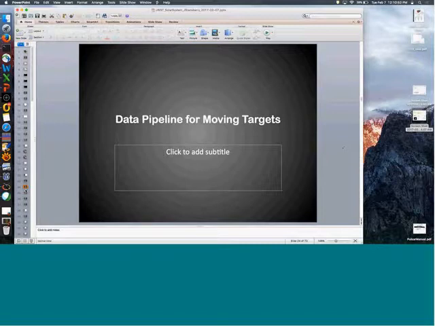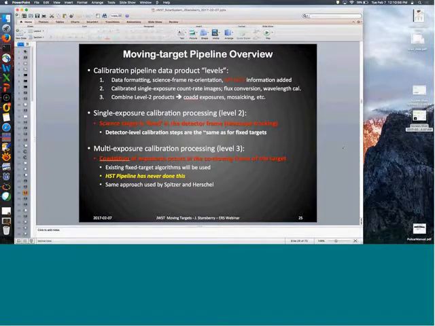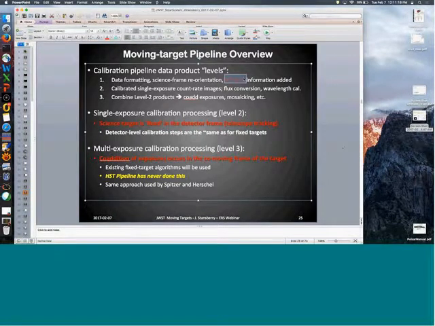So about the data pipeline, for JWST there are going to be three data product levels. The first, level one, is basically what you might consider raw data. So it is formatted so that it is in a consistent orientation on the sky. For moving targets, we add some information that's needed in the later stages. Basically, it's a world coordinate system that tracks the co-moving frame for the target for that observation.